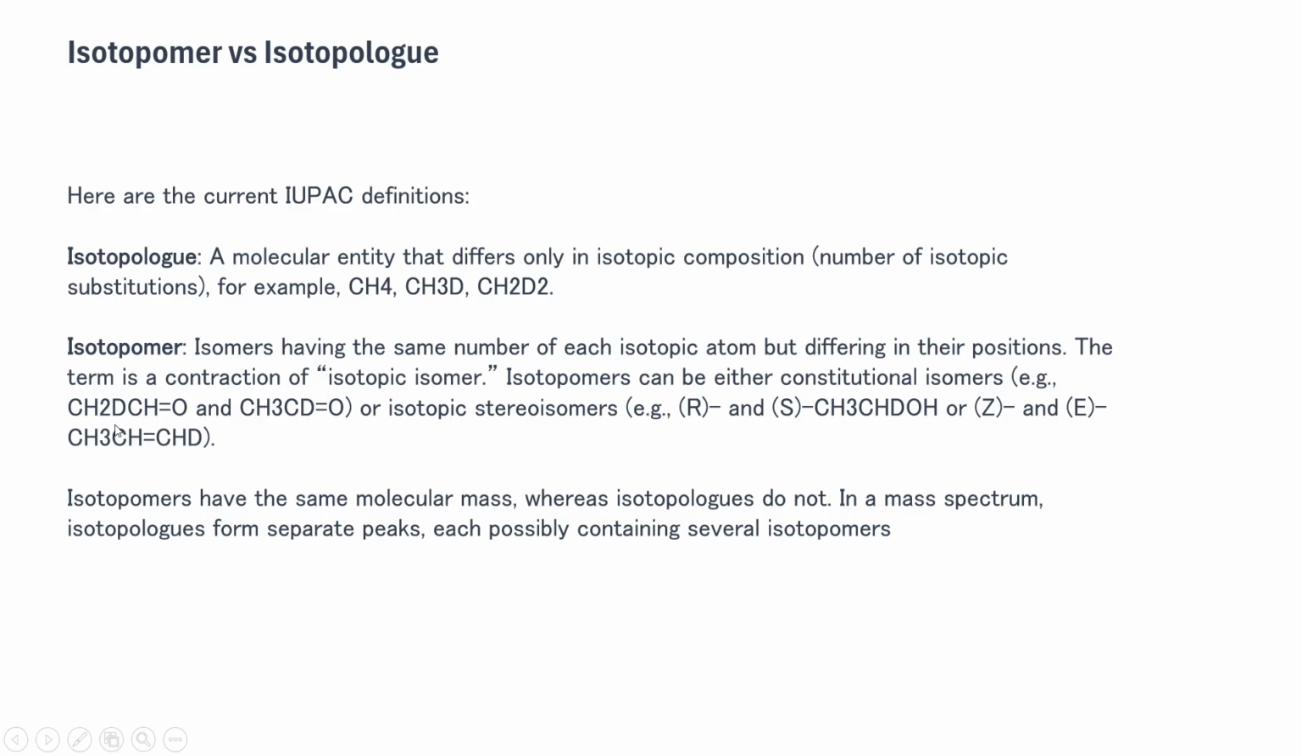There is only one D. There is also only one D. But instead of an ethyl group here, we have a methyl group. That's the only difference here. So isotopomers will have the same molecular mass, but isotopologues won't, because hydrogen and deuterium do not have the same molecular mass. And in a mass spectrum, isotopologues will form separate peaks because they have separate molecular masses, and each of these peaks may contain several isotopomers.